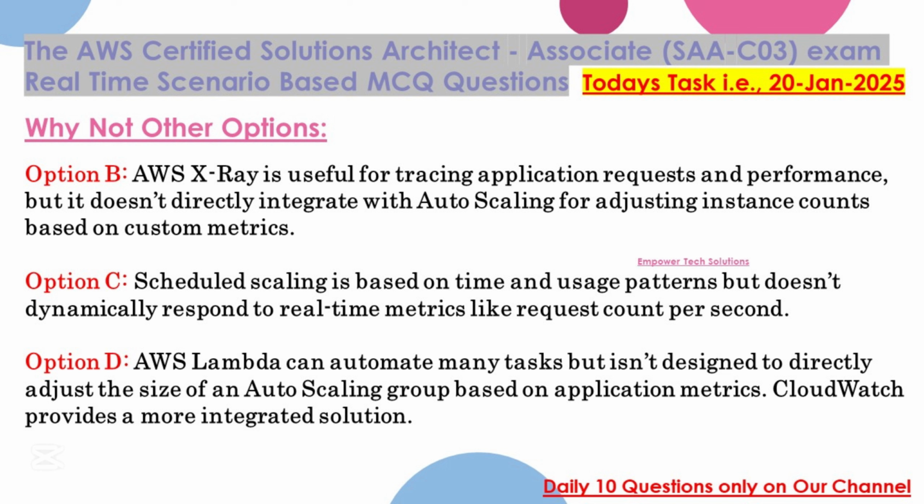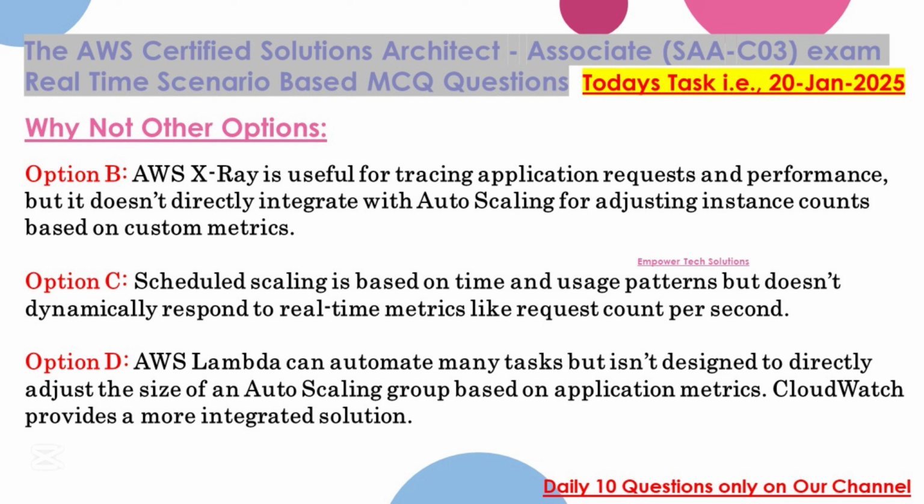AWS X-Ray is useful for tracing application requests and performance, but it doesn't directly integrate with auto-scaling for adjusting instance counts based on custom metrics. Option C. Scheduled scaling is based on time and usage patterns but doesn't dynamically respond to real-time metrics like request count per second. Option D.